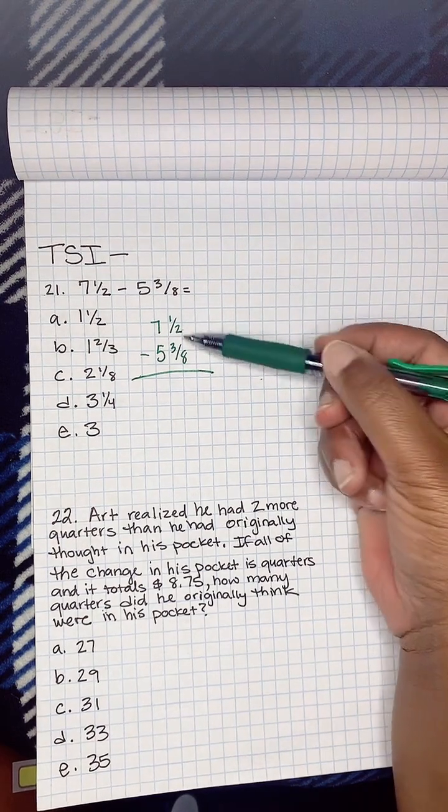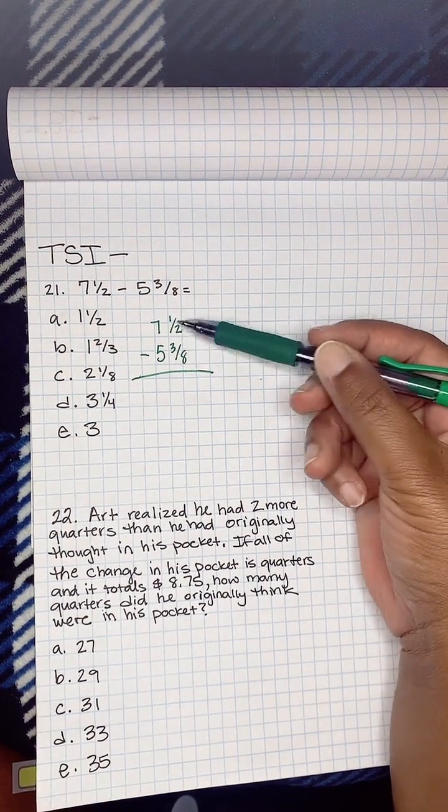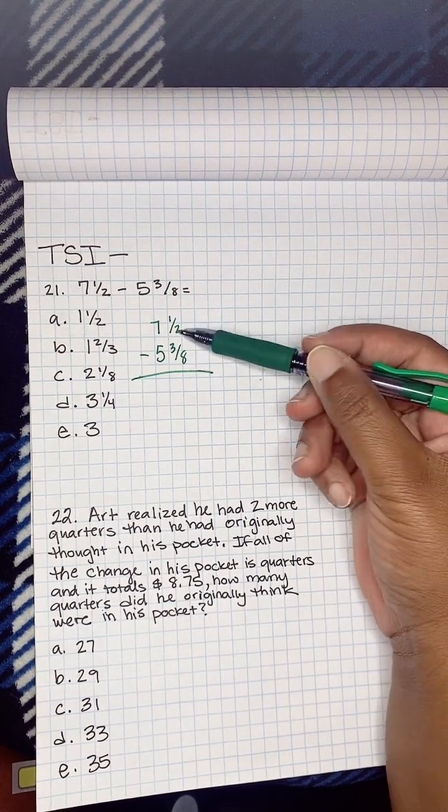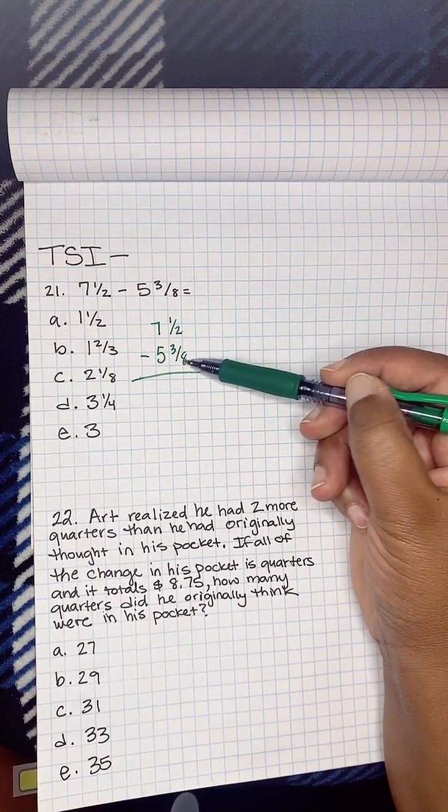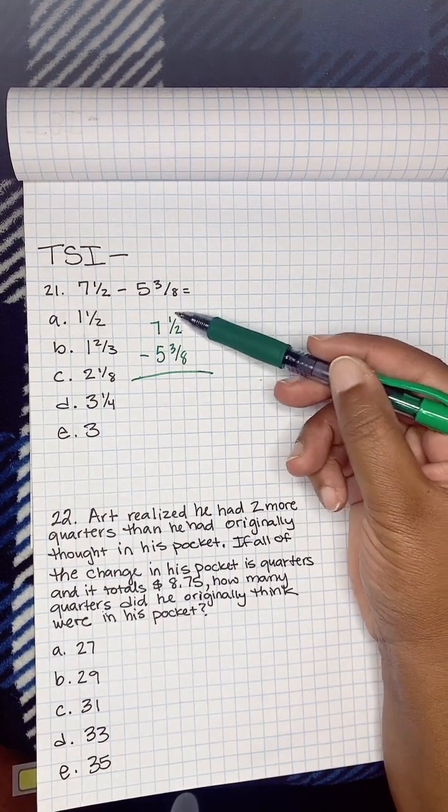Okay. So remember, whenever you're subtracting fractions, you have to have the same denominator. So how can we make this 2 go to the same denominator as 8? What can we multiply both of these by?